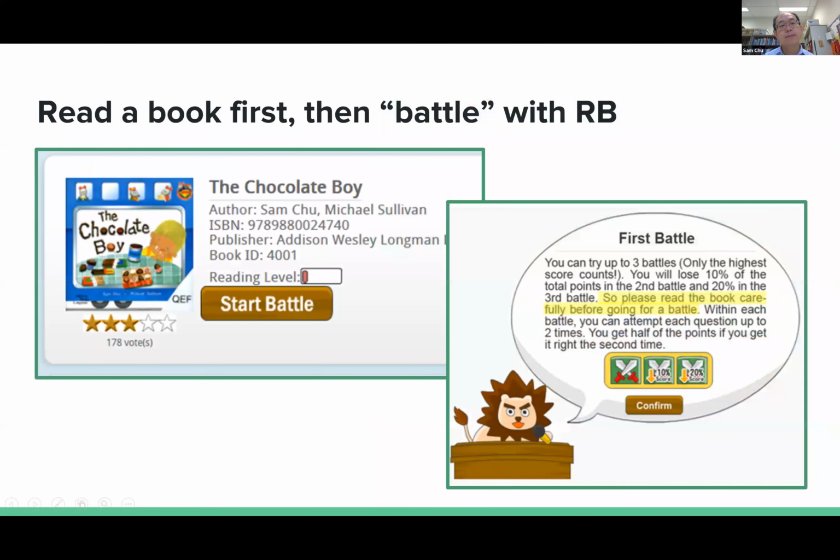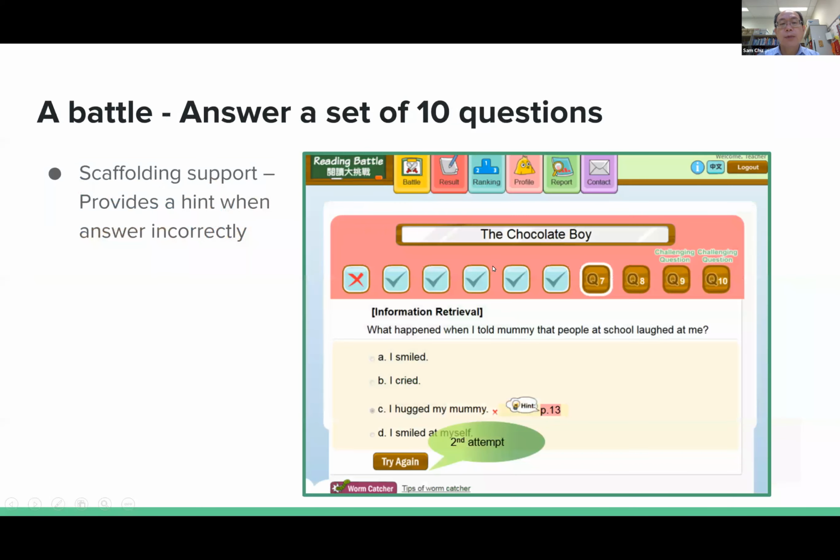So first of all, a student needs to read a book, and then they will battle with my reading battle. And there are rules regarding how to play this reading battle. For example, for every book, a student can take a battle up to 3 times. That means to answer a set of 10 questions 3 times.